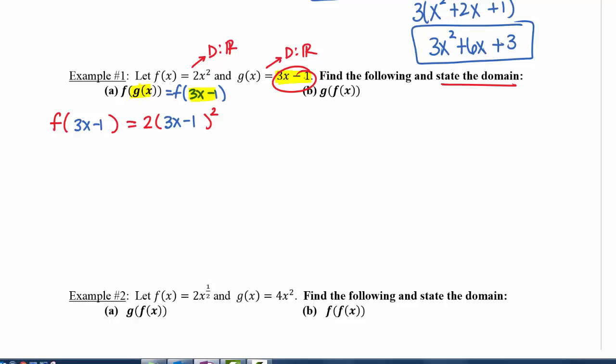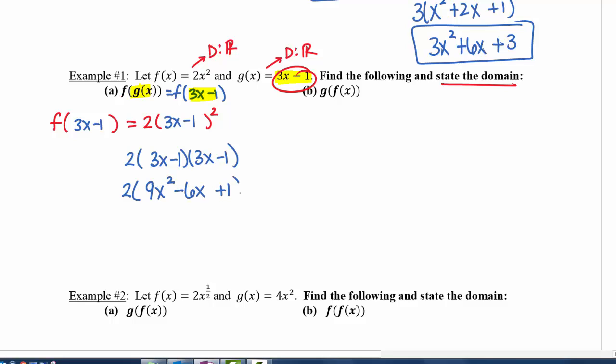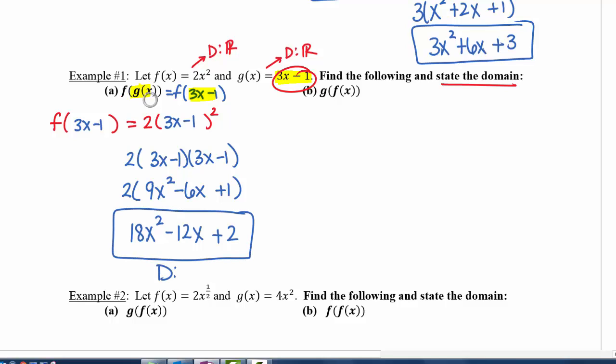So now that I've plugged g into f, I do have to simplify this. So that's 2 times 3x minus 1 times 3x minus 1. That's what that squared means. I'm not allowed to put it on the inside. Write it out twice always. So then you have 9x squared minus 6x plus 1 after you FOIL it out. I'm assuming that you know how to FOIL here. Then I'm going to distribute the 2. So that's 18x squared minus 12x plus 2. And my domain, again, I'm using f and g here, so I have to combine these domains, which is just all real numbers.